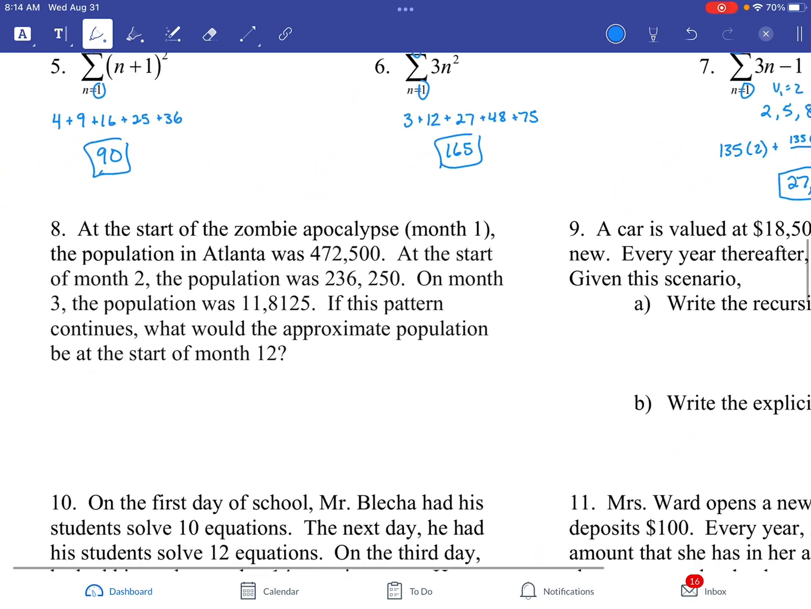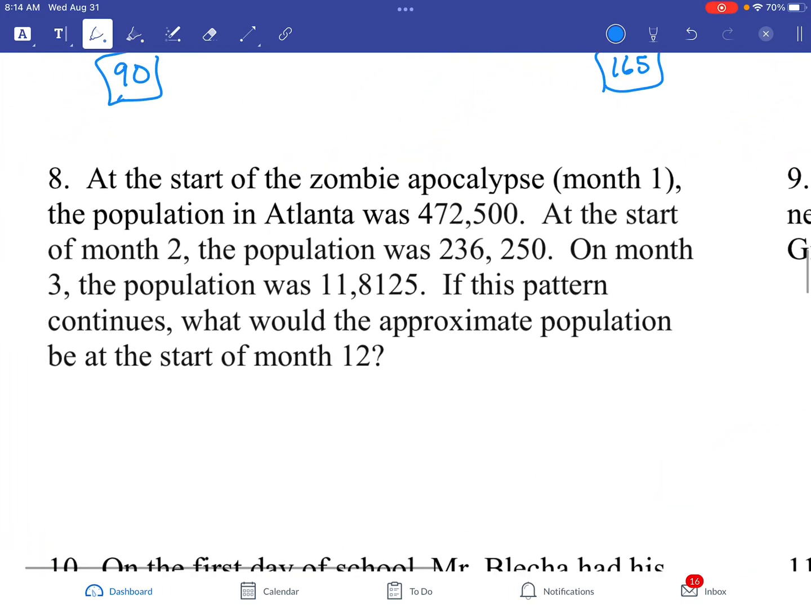All right. Some word problems. At the start of the zombie apocalypse, which is month 1, the population of Atlanta was 472,500. Starting month 2, it was that. Month 3, it was that. If this pattern continues, what would the approximate population be at the start of month 12?